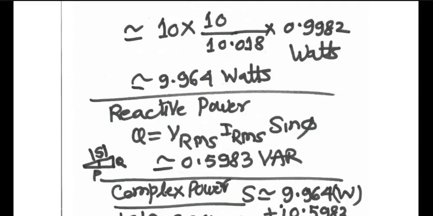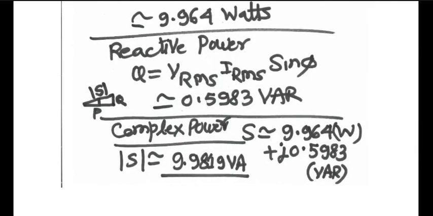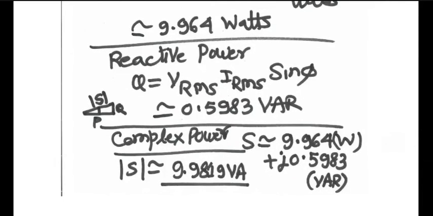No wastage of power. Now complex power is P plus jQ. So 9.964 plus j times 0.5983. That is the complex power. And the unit for complex power is VA. I forgot to mention it here, but it's written at the bottom.